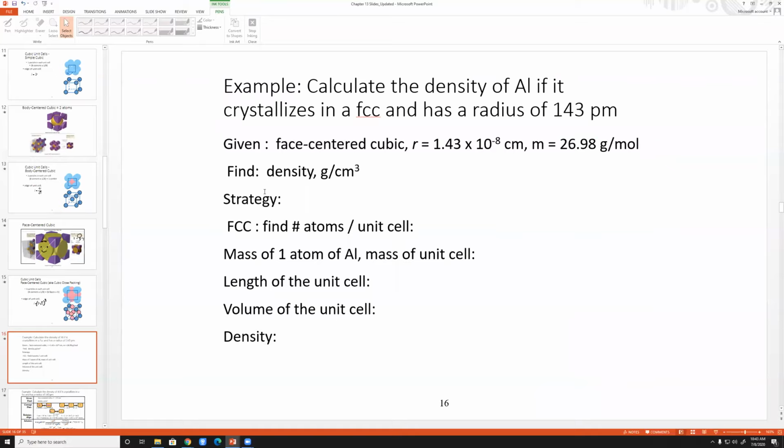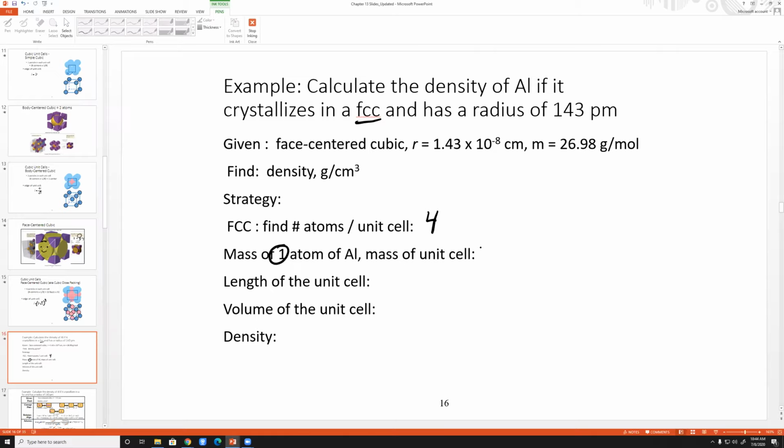Okay, so here is a question. Now, here's something you might expect. Calculate the density of aluminum if it crystallizes in a face-centered cubic, FCC, and has a radius of 143 picometers. They convert it to centimeters if you want to find density in grams per centimeter cubed. And then the mass of it is 27 grams per mole. So you know that information. So first, how many atoms are in the unit cell? A face-centered cubic, we just did, there's 4 atoms. Then figure out the mass of 1 atom of aluminum.